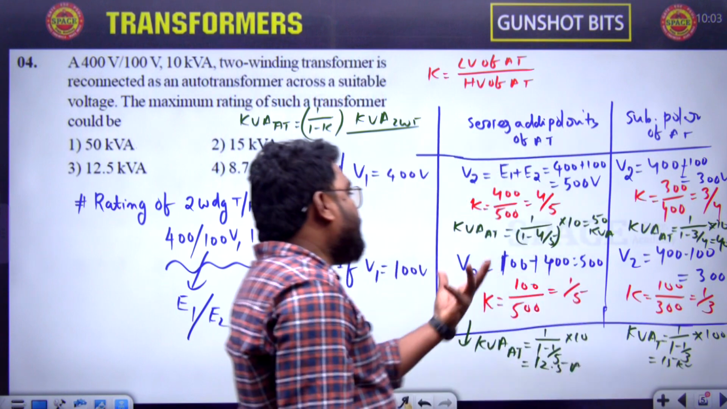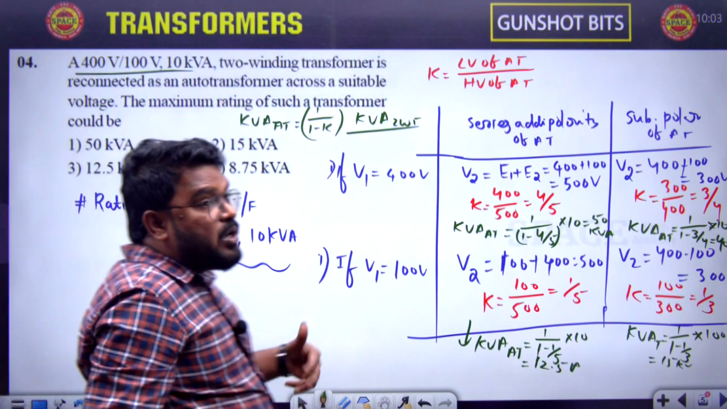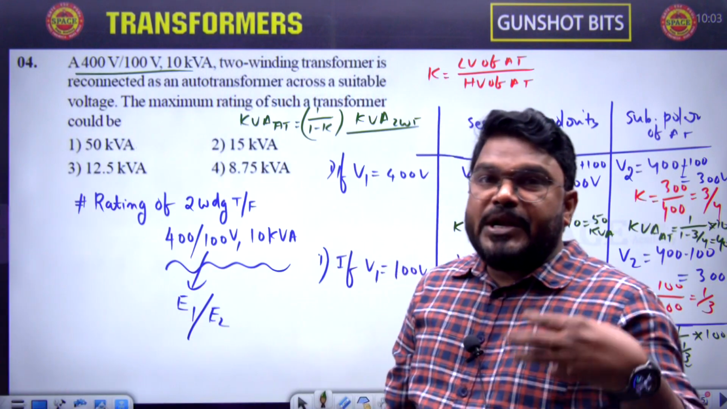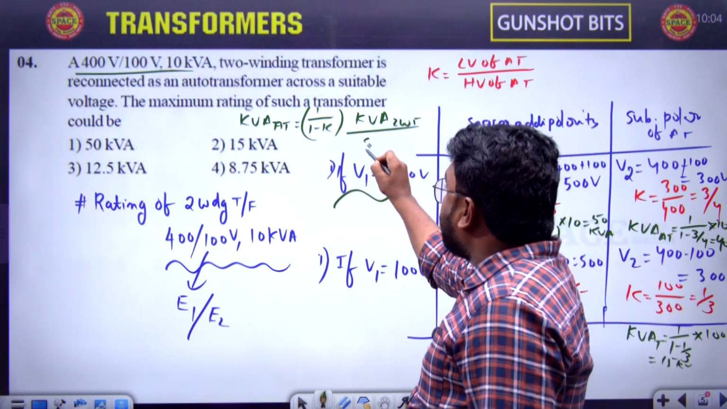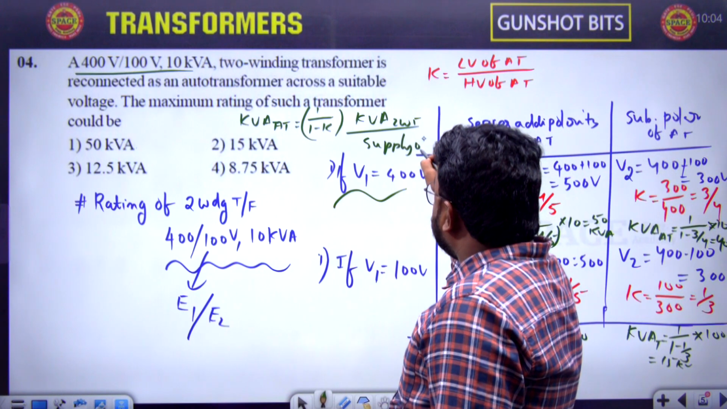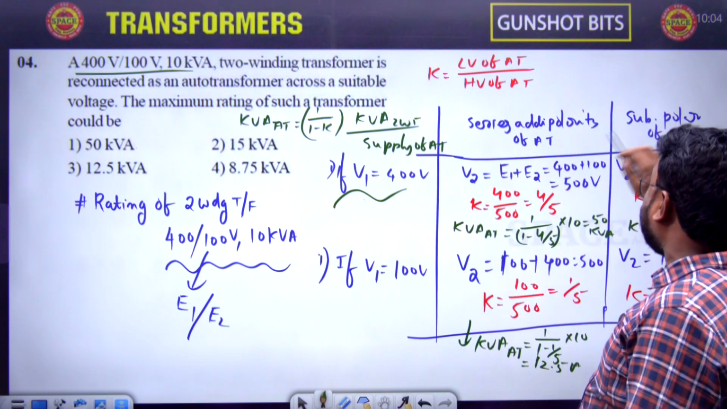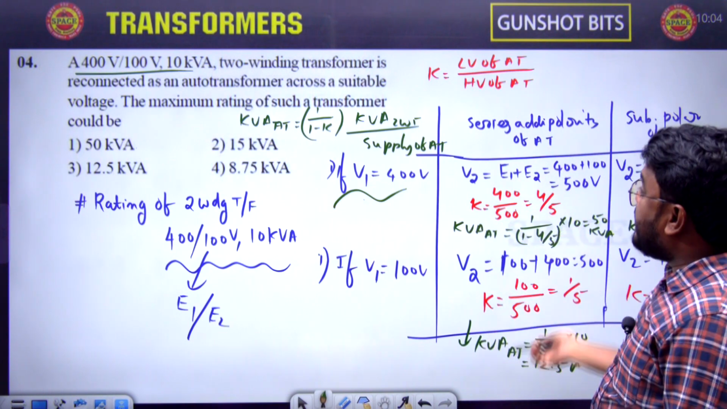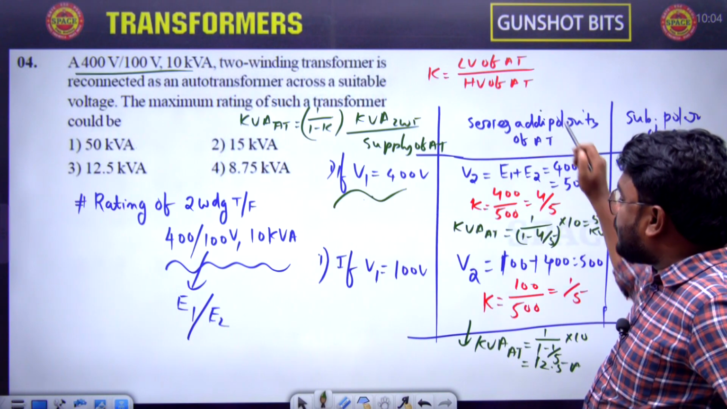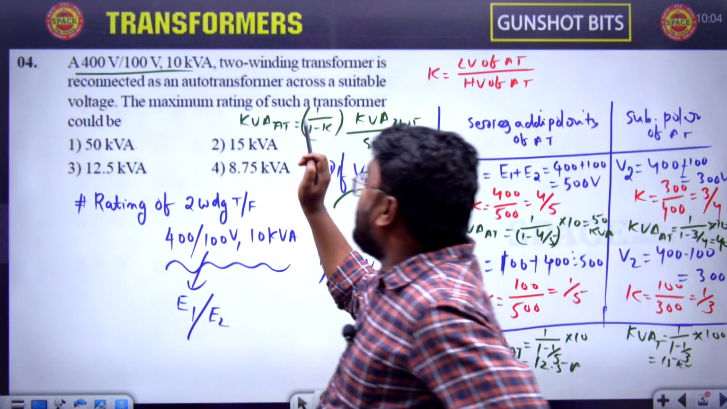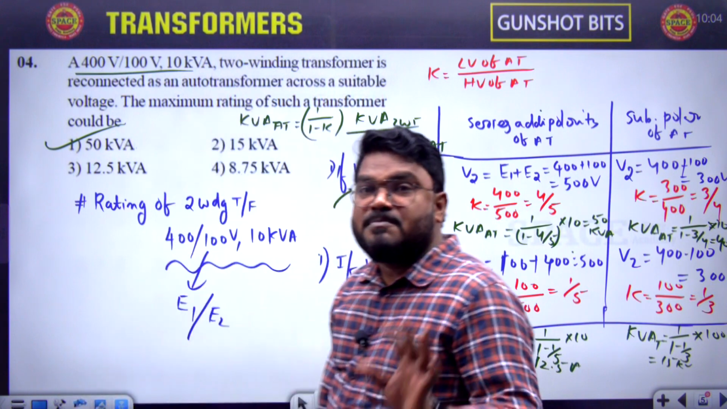So which is the maximum kVA rating? We don't know the voltage rating of the auto transformer, so we need to connect a suitable voltage source. Here I have taken the supply voltage of the auto transformer as 400 volts. If the supply voltage is 400 volts and the windings are connected in series with additive polarity, then we will get the maximum rating of the transformer. So 50 kVA is the right answer for this question.